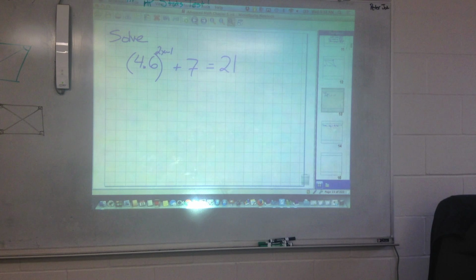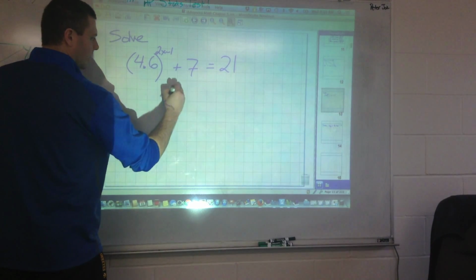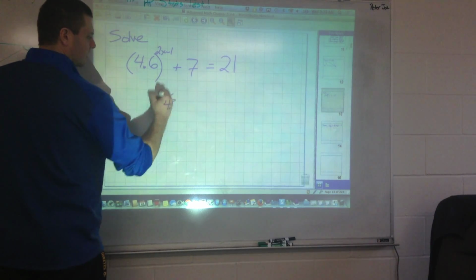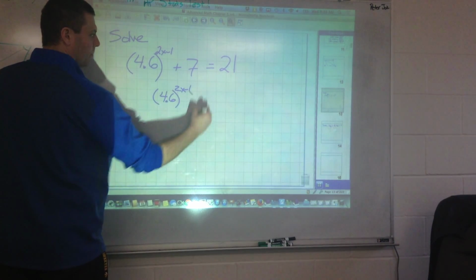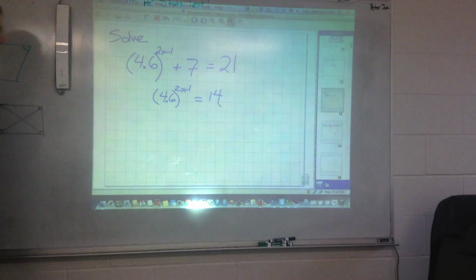Looks kind of ugly. But what will be involved when you're solving for variables that are up in exponents? Logarithms. Yep, you'll do logarithms because that's what can get things down out of the exponents. But before we do any logarithms, what would we want to do first in this instance? Let's subtract the 7. Let's get it to just something raised to a power equals a number. So we want to subtract the 7 from both sides. So I got 4.6 raised to the 2x minus 1 power equals 14.